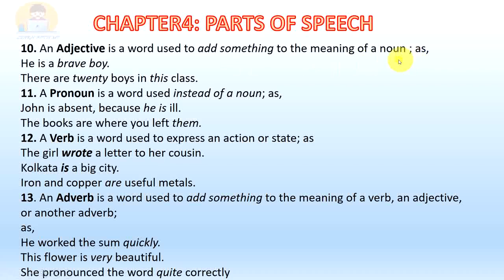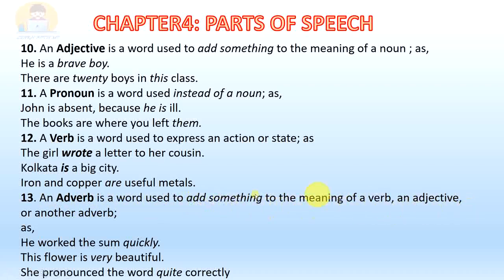10. An adjective is a word used to add something to the meaning of a noun, as he is a brave boy. There are 20 boys in this class. 11. A pronoun is a word used instead of a noun, as John is absent because he is ill. The books are where you left them. 12. A verb is a word used to express an action or state, as the girl wrote a letter to her cousin. Kolkata is a big city. Iron and copper are useful metals.